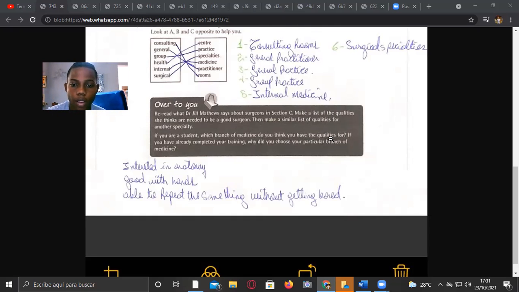If you have already completed your training, why did you choose your particular branch of medicine? So the Dr. Matthew said that important things are being certain in anatomy, good with hands, able to repeat the same thing without getting bored. The branch that I think I could be great in is pediatrics because I love children.